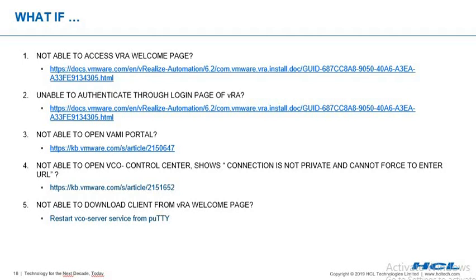The fourth question, not able to open VCO control center, it shows the connection is not private and we cannot force to enter the URL. Now this might happen due to an HSTS issue or the certificate mapping issue or the trust issues. Since the certificate is not matched between the appliances, hence the error occurs that we are not able to access due to unsafe connection. And we even can't force to enter the control center URL.